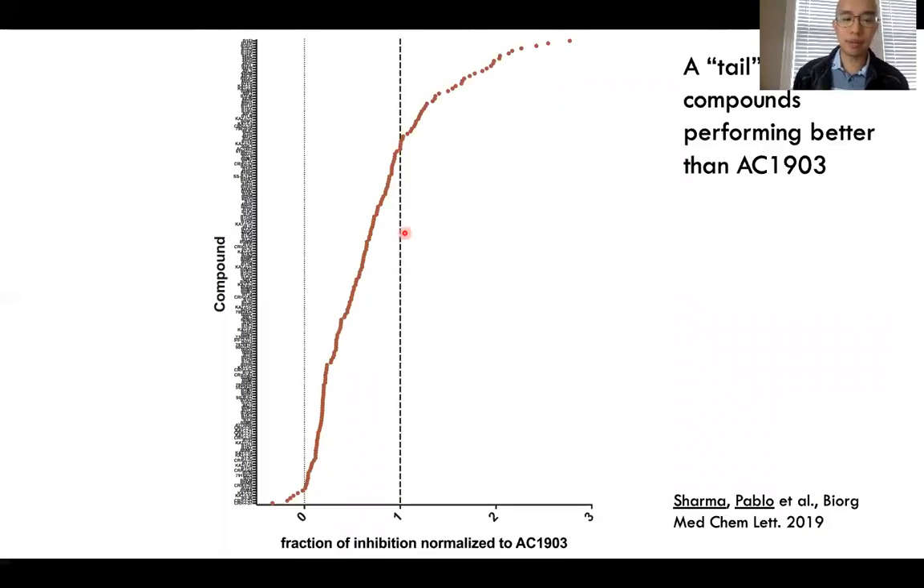So here in this graph, what I'm showing you is just a subset of the compounds that I've tested using this assay. And on the x-axis here, we are simply expressing inhibition relative to AC-1903, which is shown by this dotted line. So what we're really interested in here is this tail of compounds on the right, which indicate compound efficacy, basically compounds that are much better than AC-1903 at inhibiting TRPC5 current, and for some of these, as much as threefold better. And we've published some of these results already last year.